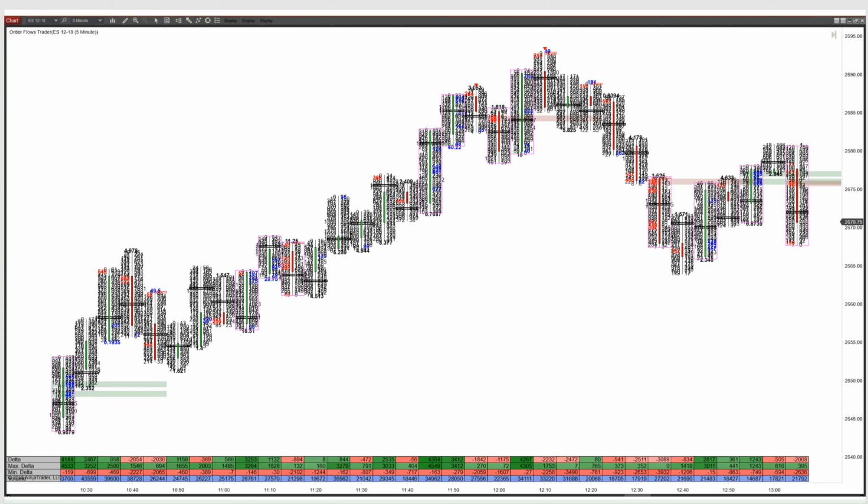Personally, I prefer it more on range-based charts, but I want you just to see it on minute-based charts. It's a different animal trading minute-based charts, I think, than trading range-based charts.